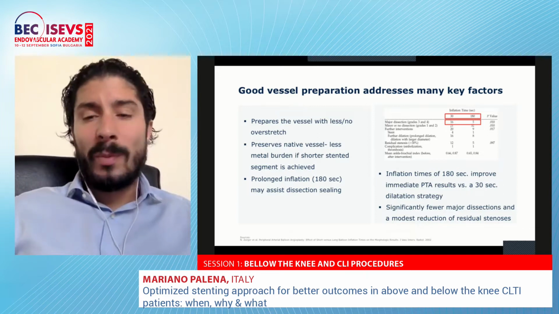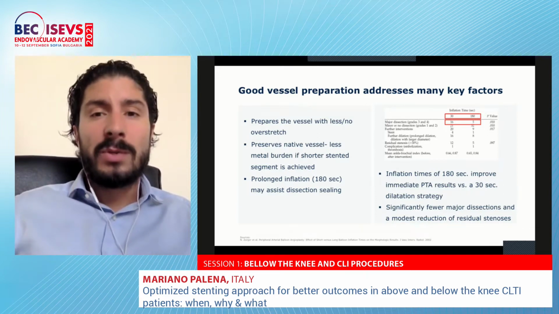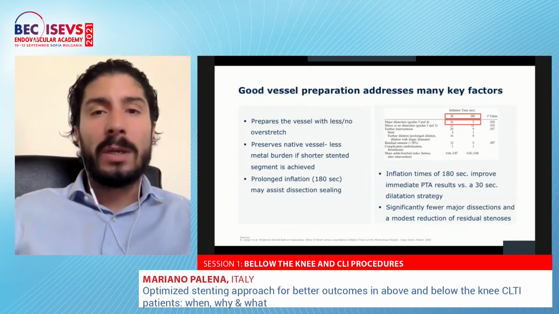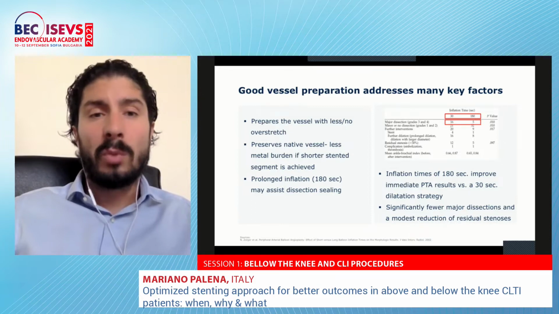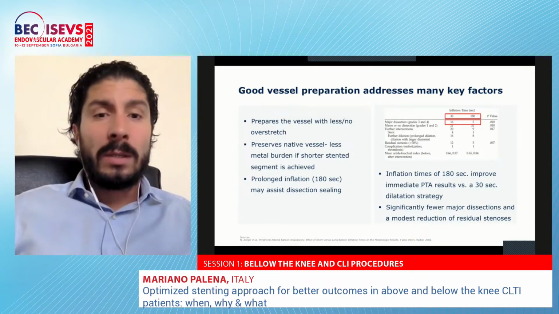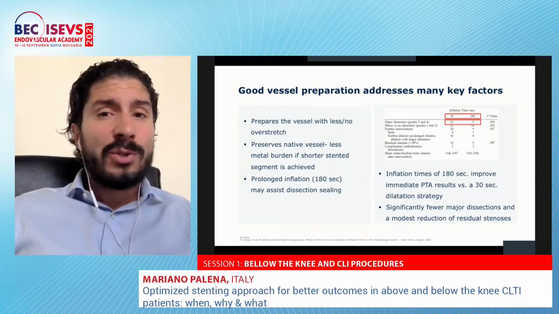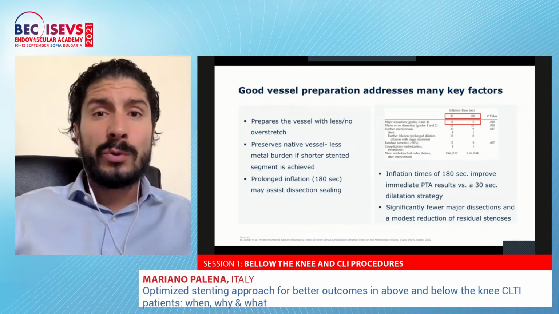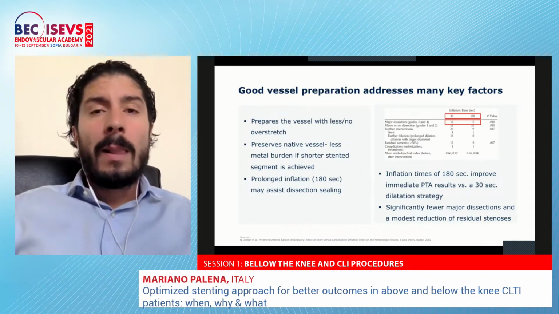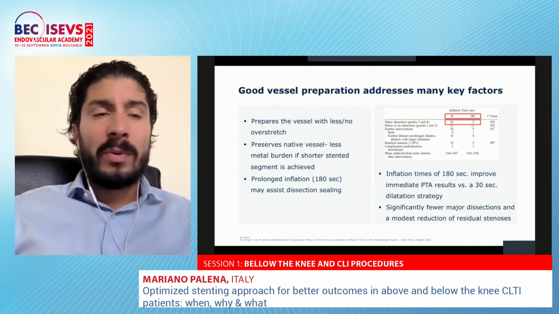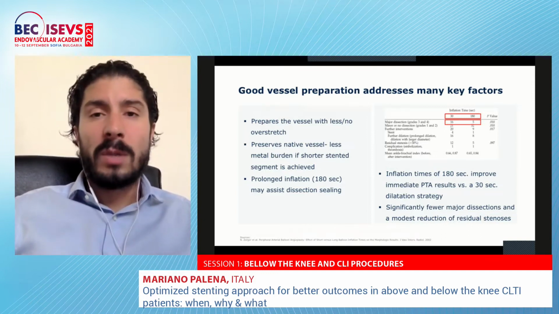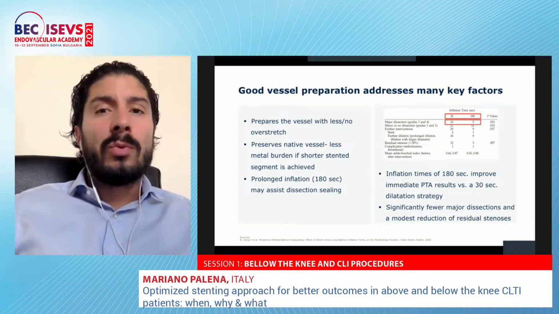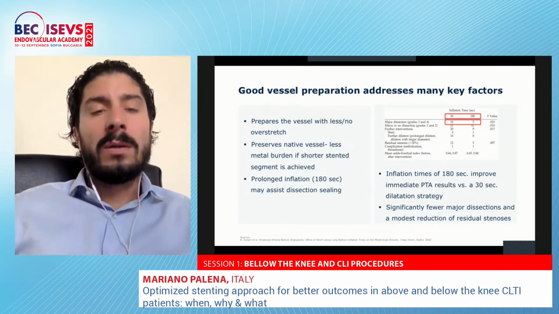As Dr. Mai said, good vessel preparation is, in my mind, the first key factor to obtain an acceptable and long-term good result. So prepare the vessel with less overstretch. It is very difficult when we have long calcified occlusions not to overstretch the arterial wall. But for sure, going step by step, increasing the diameter of the balloon step by step, allows us to avoid overstretching the arterial wall too much.